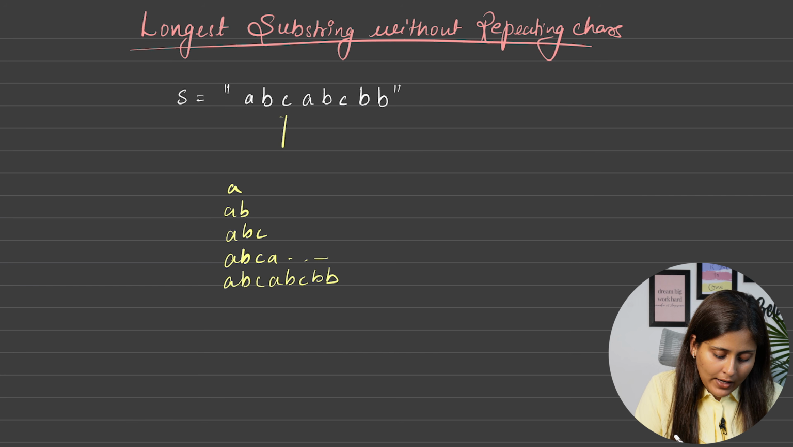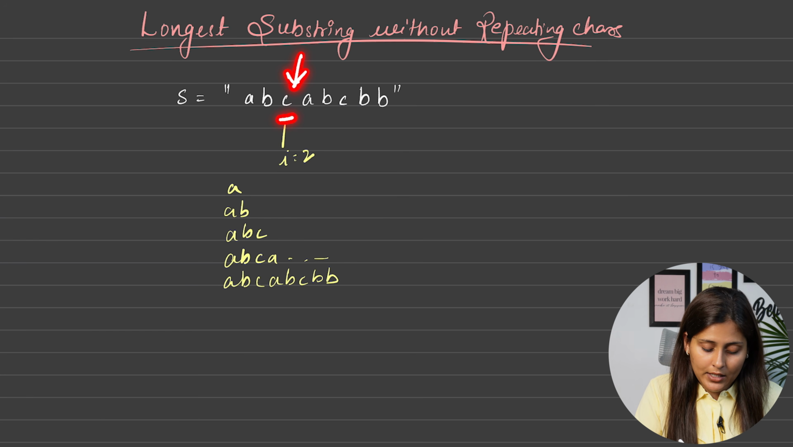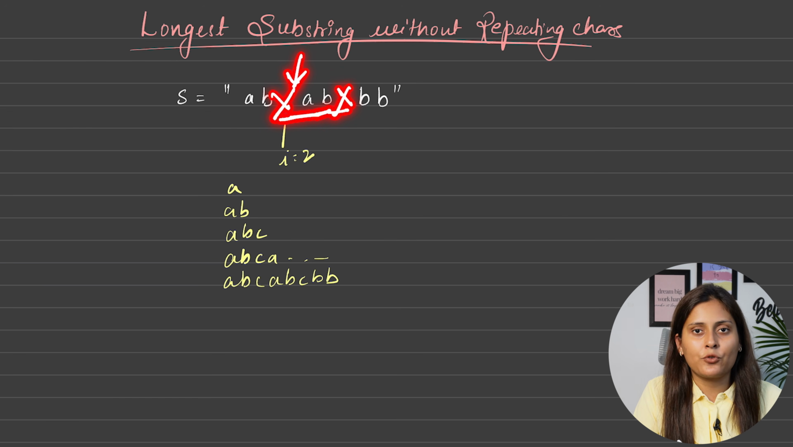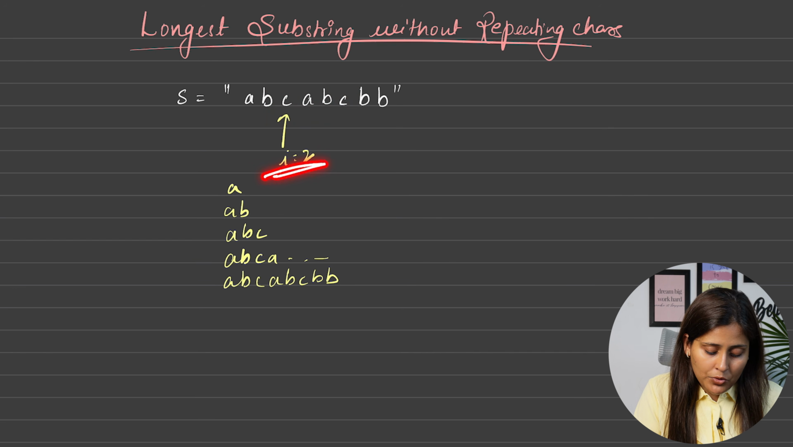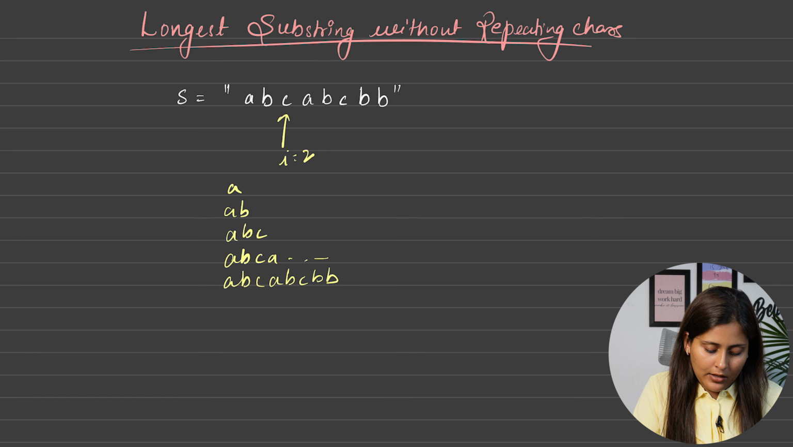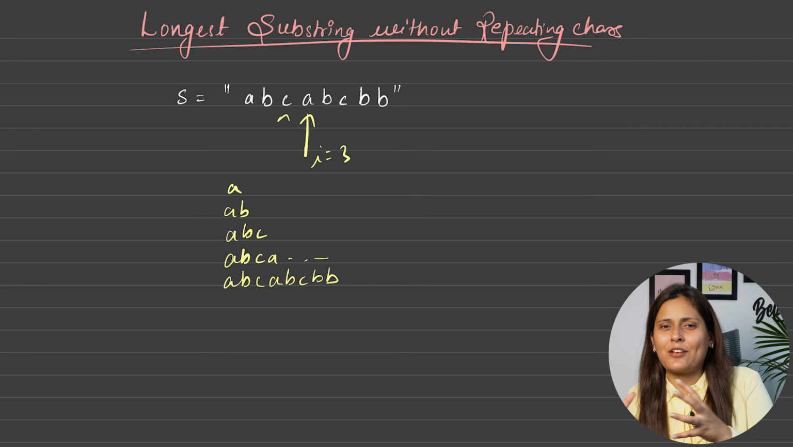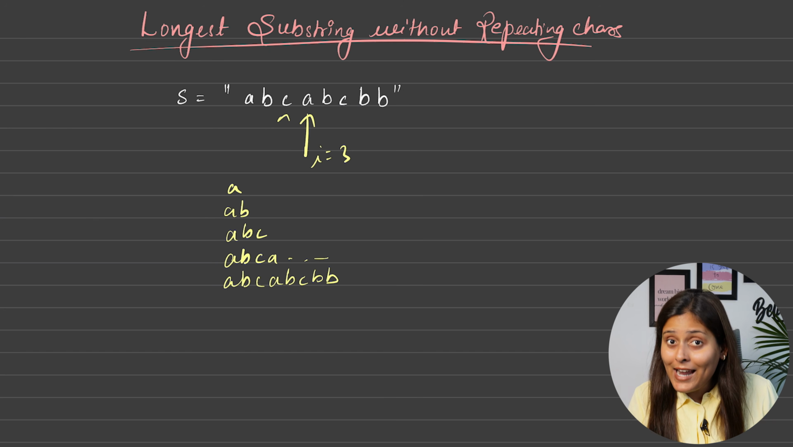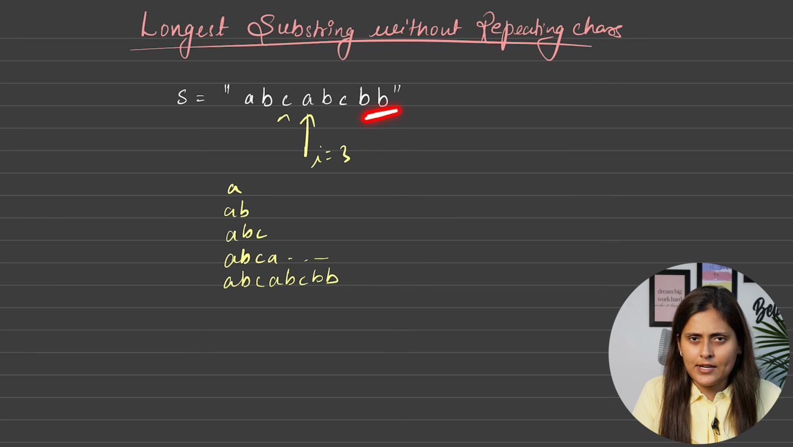Now next time we'll move our I to 2. Again we'll start our J from here: C unique, CA unique, CAB unique, but this C and this C are duplicate, so we have to stop. So again with I equal to 2 we have found a length 3 unique substring, correct? So we can say till now only 3 is the maximum. Now again I'll move this I to 3. And till where can I move my I? Till the last index, correct?